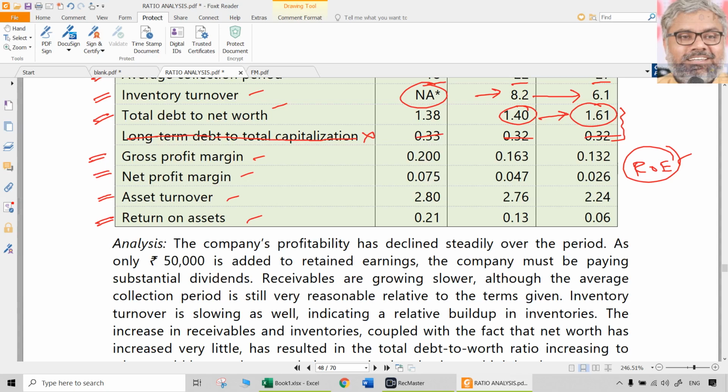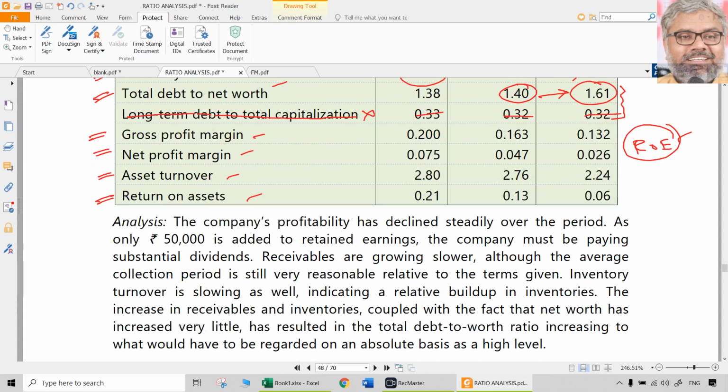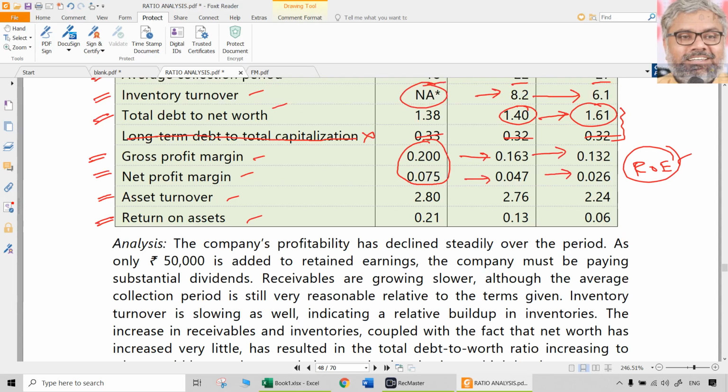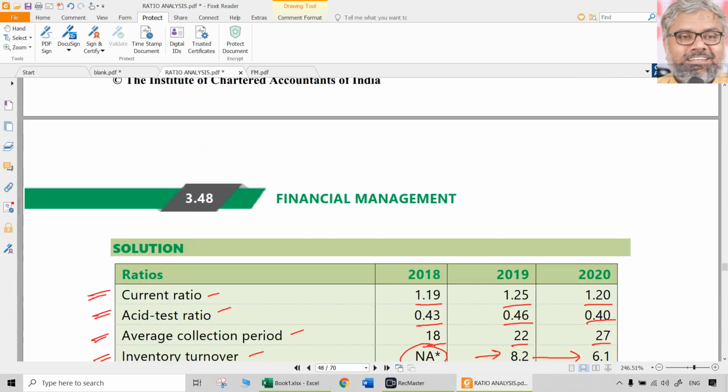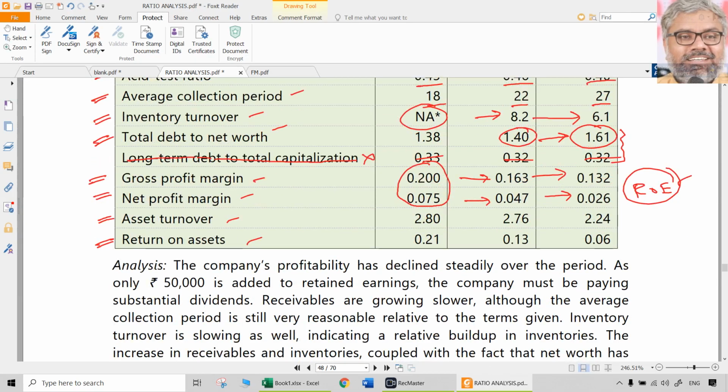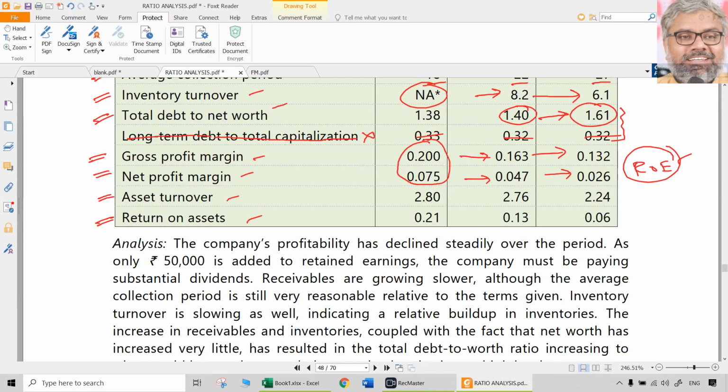Next, gross profit margin. This has to be in percentage terms, by the way. So that is also decreasing, very definitely. Are there problems, as the question asks? Yes, very visibly there are problems. Gross profit ratio declined year after year. Net profit ratio also declined year after year, from 7.5% to 4.7% to 2.6%. Problem. Asset turnover also declined.